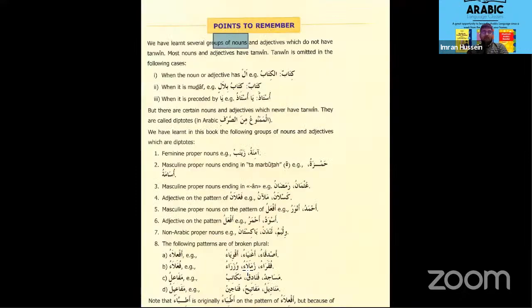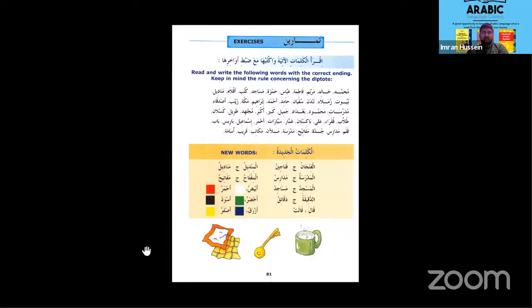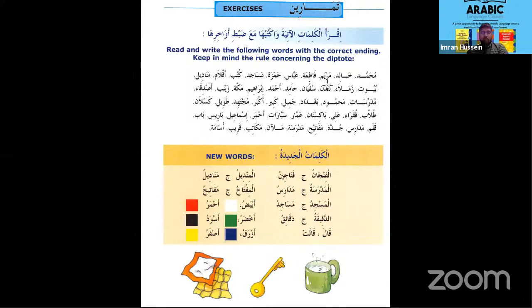Right, now, I would like page 81. There's nothing there. All of these are names of the diptotes. So Muhammadun, Khalidun, Maryamu, Fatimatu, Abbasun, Hamzatu, Masajidu, Kutubun, Aqlamun, Manadilu, Buyutun, Zumala'u, Landanu, Sufyanu, Hamidun, Ahmadu, Ibrahimu, Makkatu, Zayn. So it's all diptotes itself, except a few exceptions. Right, now, next week I'll send you the exam for book 2. Try to do the exam, see how many marks you get.